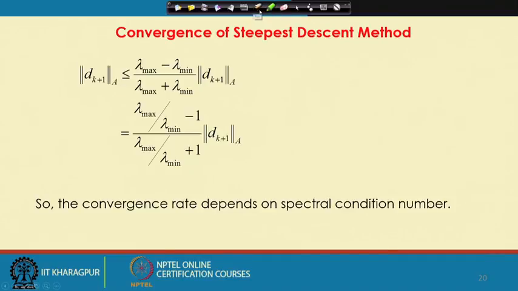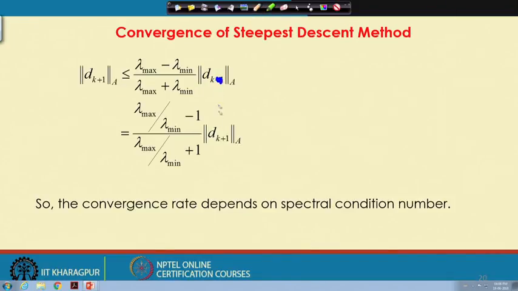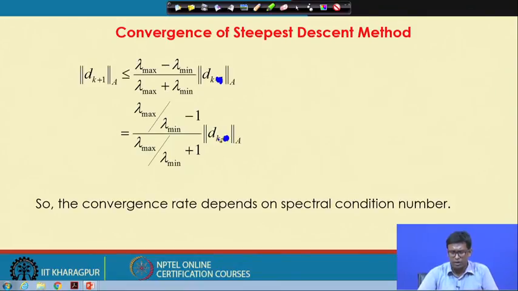This is a mistake here, this should be d_k. I should correct it in the original notes also. This is d_k. So, you can see d_{k+1} in the A norm is (lambda max minus lambda min)/(lambda max plus lambda min) times d_k, which is (lambda max/lambda min minus 1)/(lambda max/lambda min plus 1) times d_k. And the spectral condition number, we have defined it earlier.